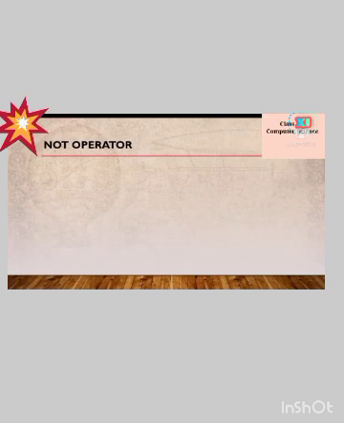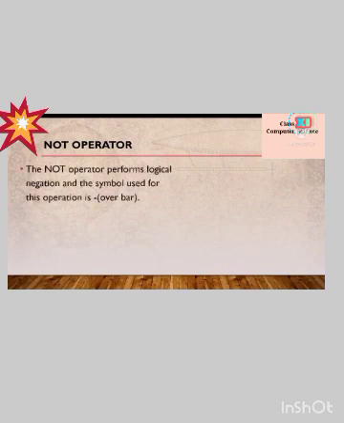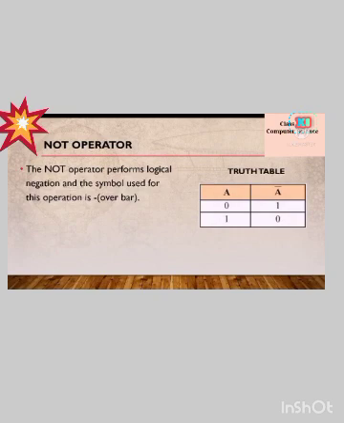Now we are going to see the NOT operator, the logical negation operator. The NOT operator performs logical negation and the symbol used for this operation is the over bar. The bar symbol over the output is the symbol of NOT operator. It is called logical negation. And this is the truth table, very simple. When input is 0, the output A complement is 1. When input is 1, the negation of A is 0.